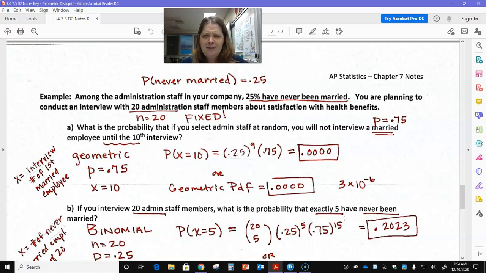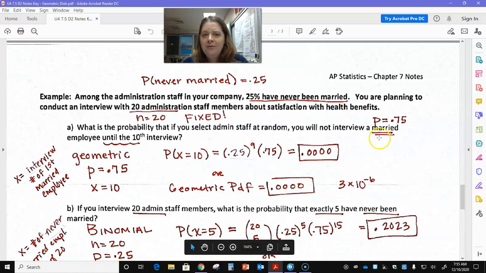Now, when I look at this to begin with, this feels binomial to me because n is 20, a fixed number of trials. And then it says that we're talking about never married. 25% have never been married. It says, what's the probability that if you select admin staff at random, you will not interview a married person until the 10th interview? So this is kind of like a bait and switch, because it feels like it's binomial because of these 20 administration staff. But it says you won't interview a married employee until the 10th interview. So until the 10th tells me that we're talking about geometric because it's waiting time.